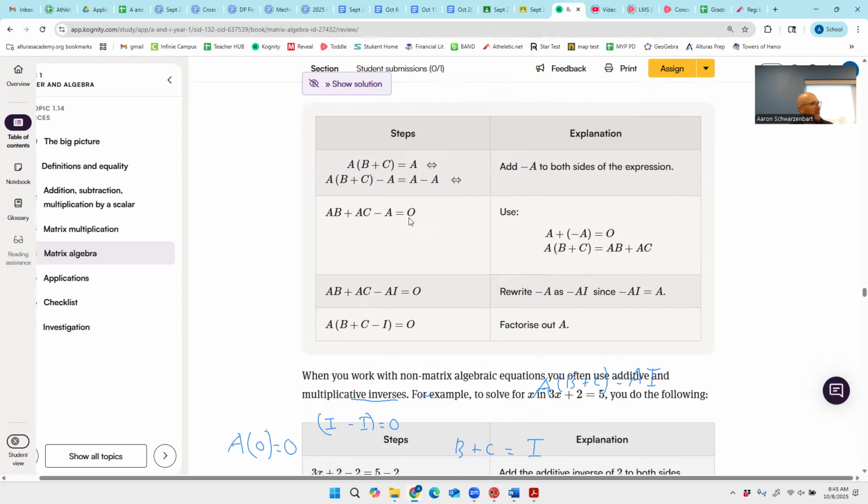Oh, okay, I see what they did. They did it a different way. They distributed and subtracted A from both sides. And then A is equal to A times I. You get to 0 on one side. That's another way, and then you factored out the A. That also works.